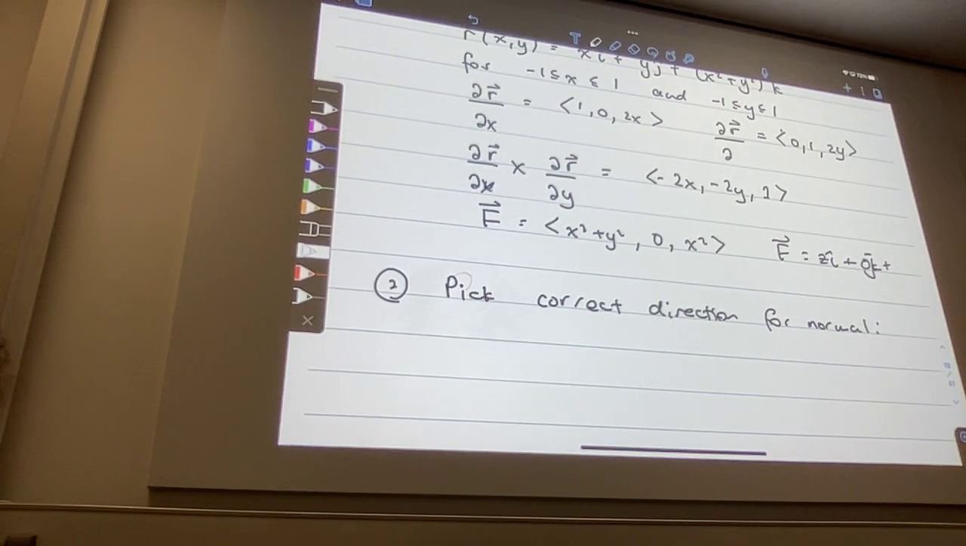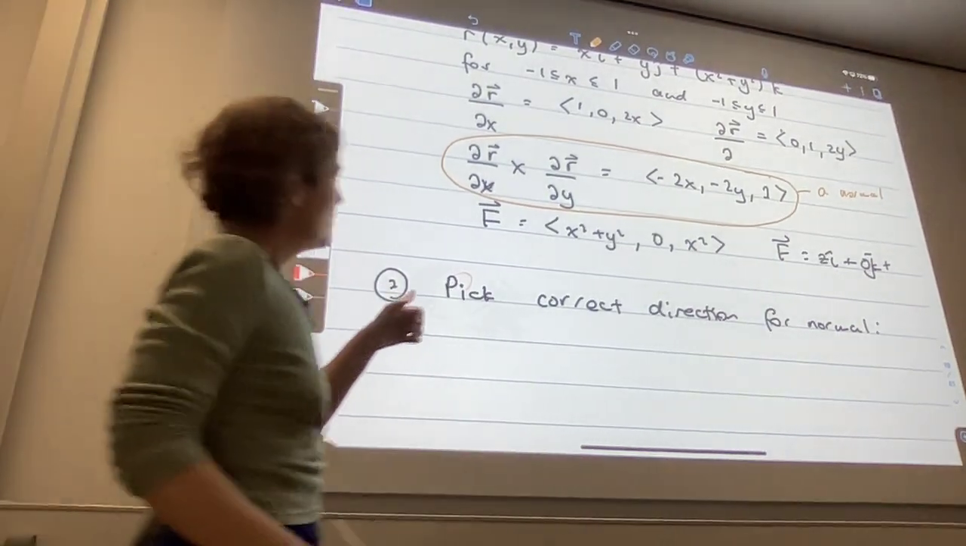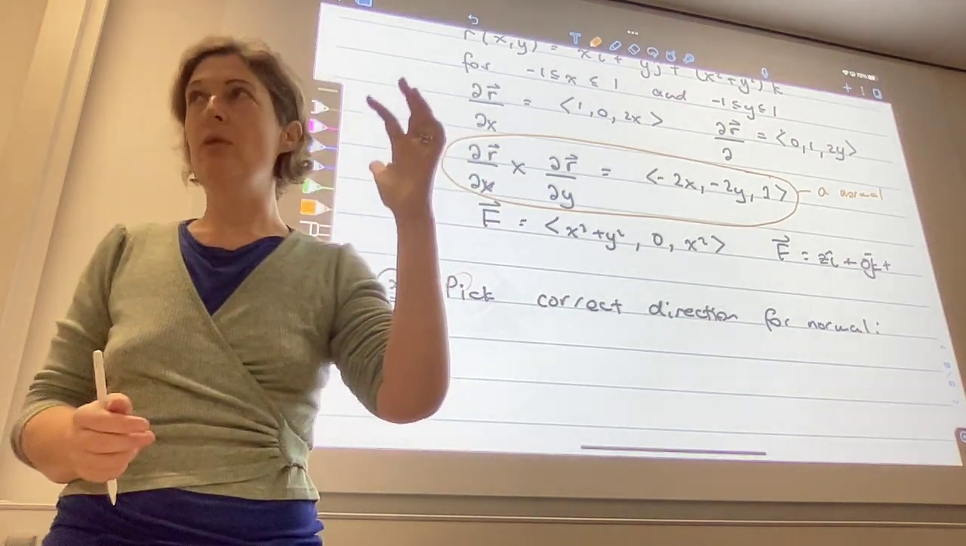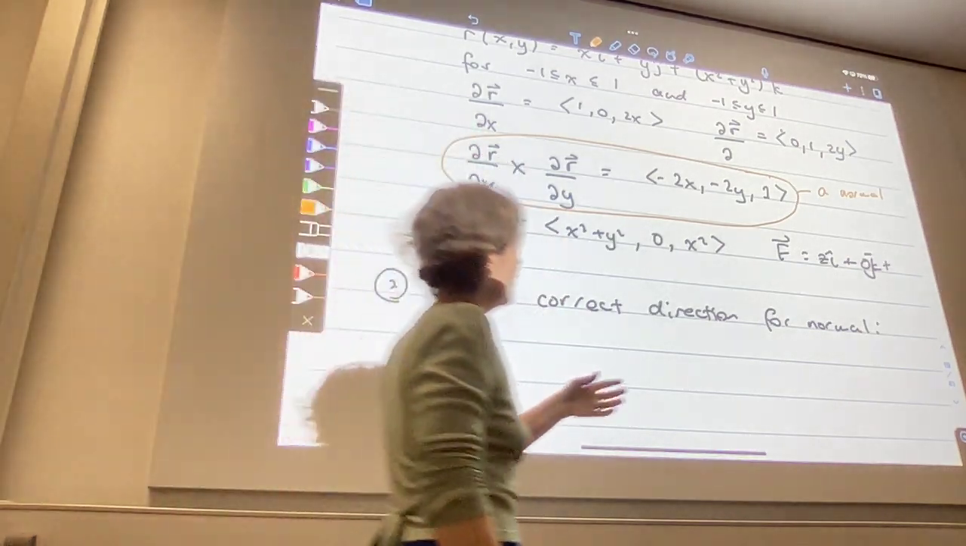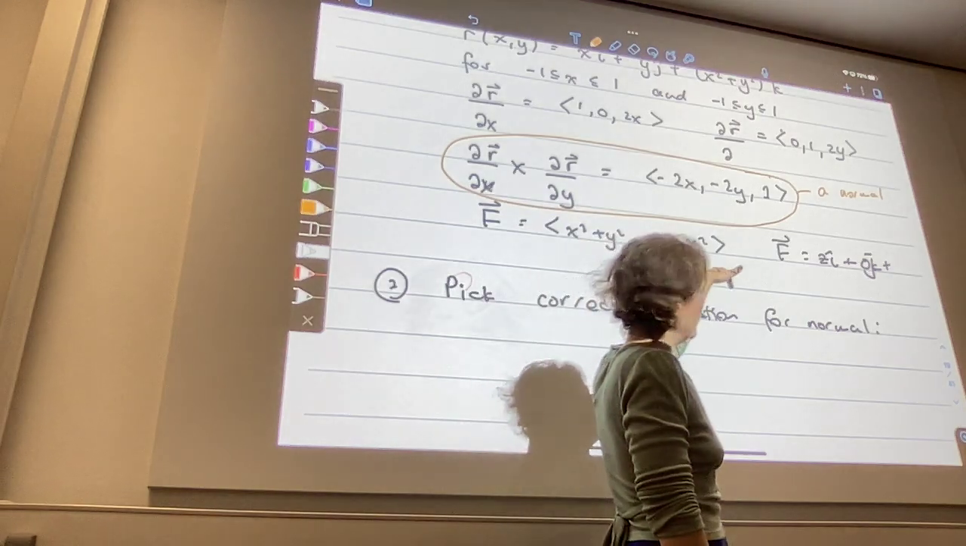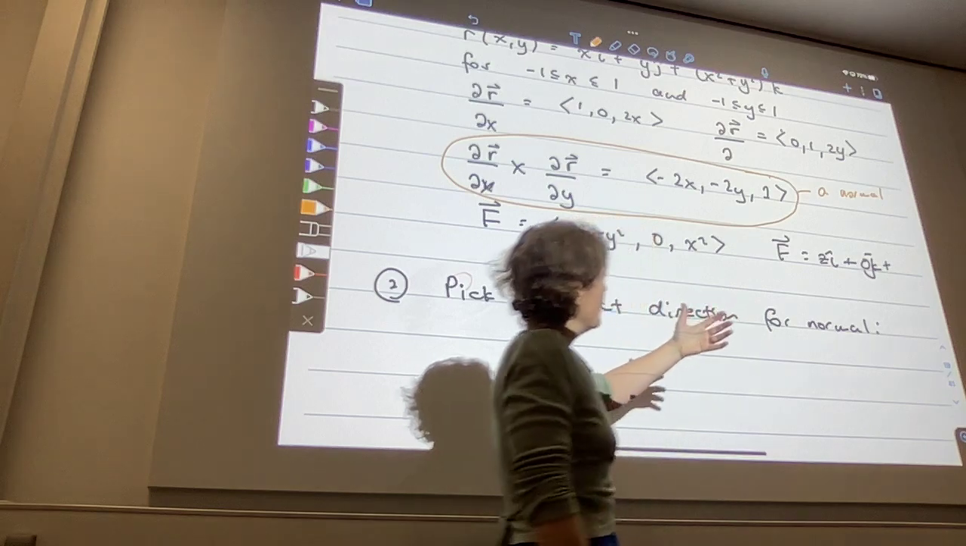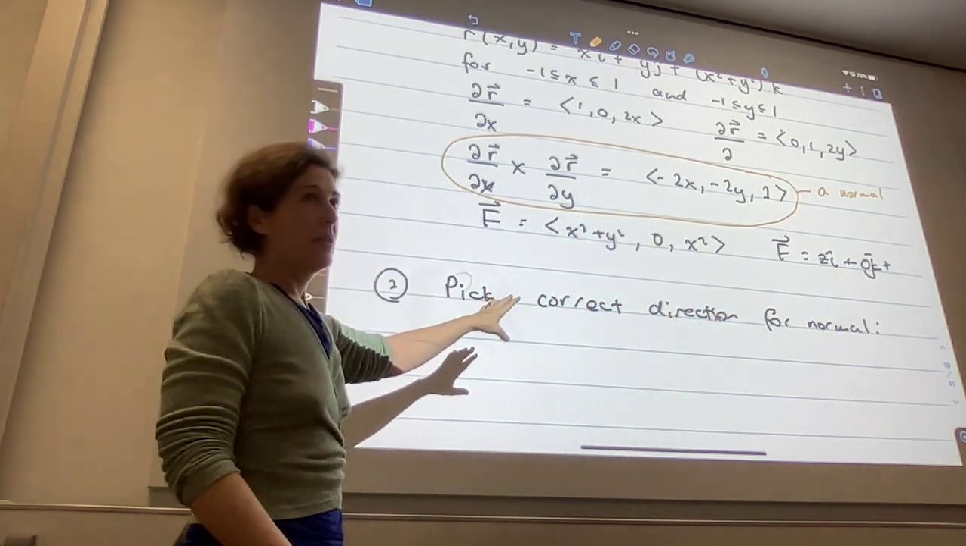So this thing that we calculated over here is a normal. It is either, so remember when we're calculating normals for surfaces, we can always calculate two normals. So the other normal would be the normal 2x, 2y, minus 1. And now what we need to do is pick which of the two is correct.